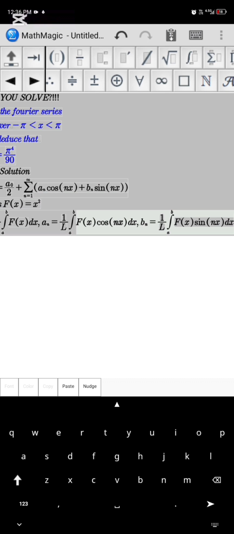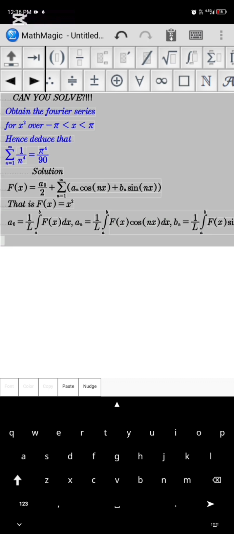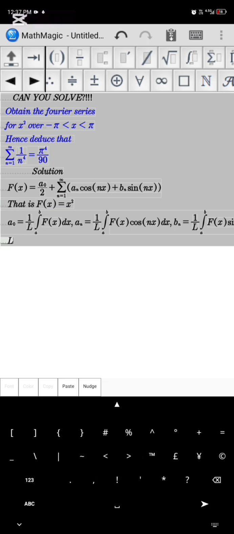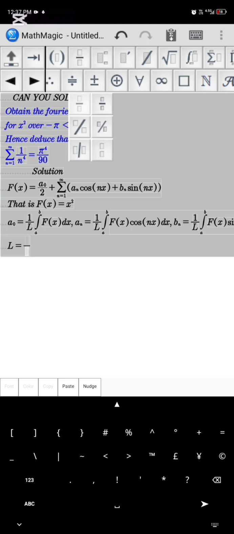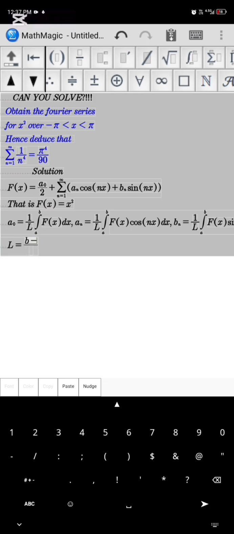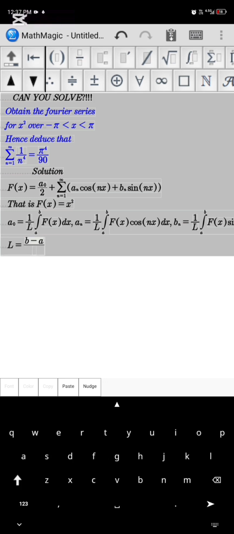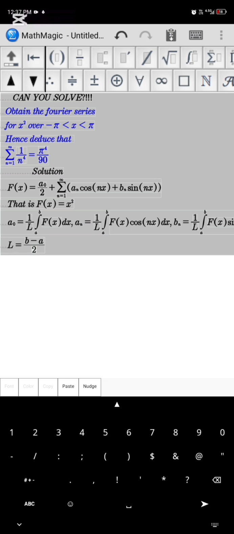Okay, how are we going to solve for our L? This is what we are going to do. L is just equal to b minus a over 2, where b and a are from the given interval.